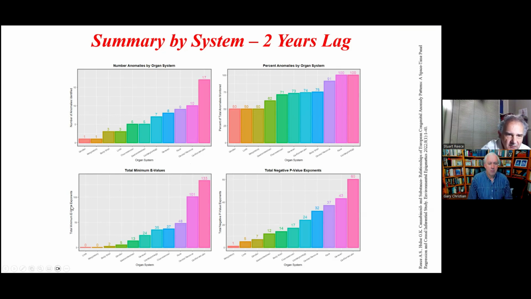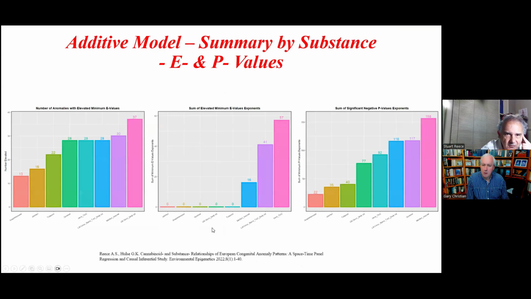So these exponents, this is e to the 100 and e to the 50. These are massive exponents. This is the total of the E-value exponent for these organ systems. These are massive p-value aggregates for all of these organ systems. So that's implying a causal relationship.